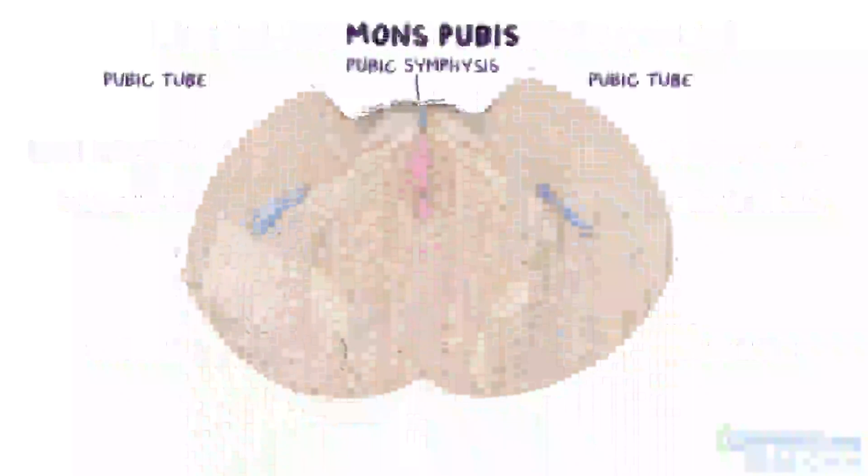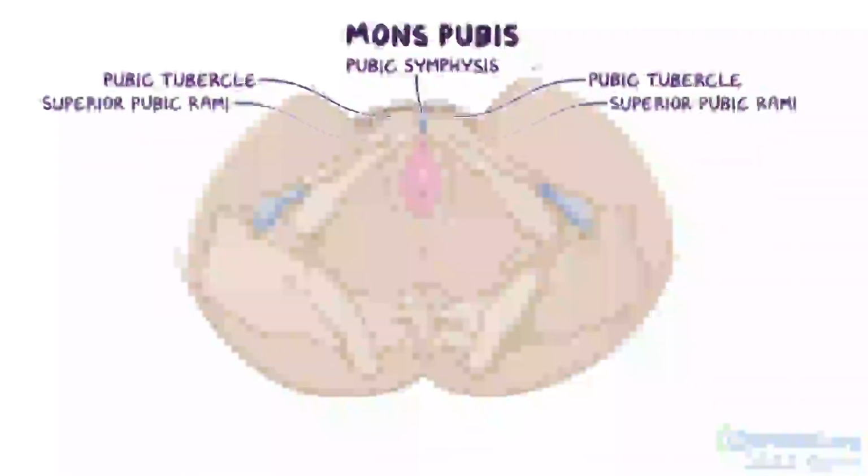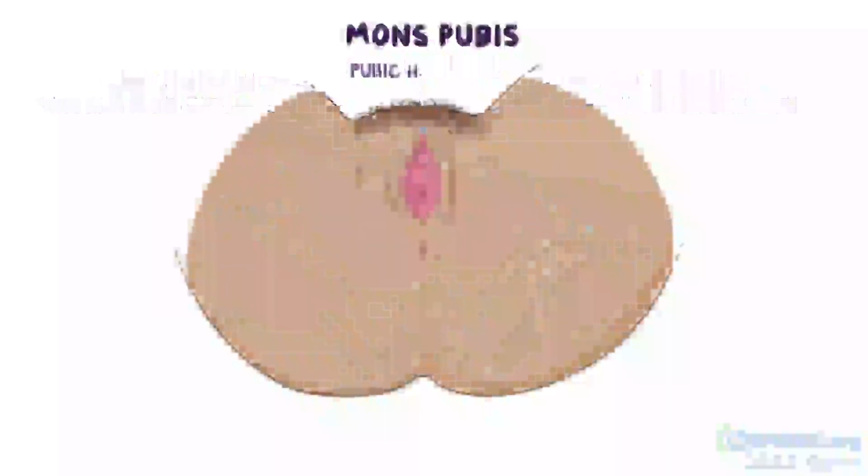The mons pubis is a rounded, fatty eminence that lies anterior to the pubic symphysis, pubic tubercles, and superior pubic rami. This eminence has a coarse pubic hair that grows after puberty.